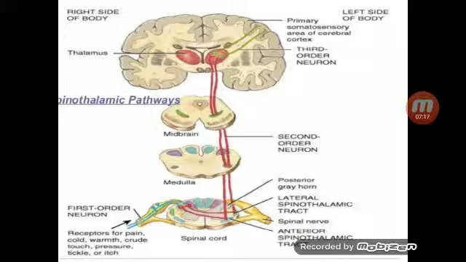So now these fibers hold together, move up as the spinal lemniscus and reach the thalamus and converge onto the ventroposterolateral nucleus. From here, the third order neurons, which are represented in green color, project as the corona radiata and go to the cerebral cortex.